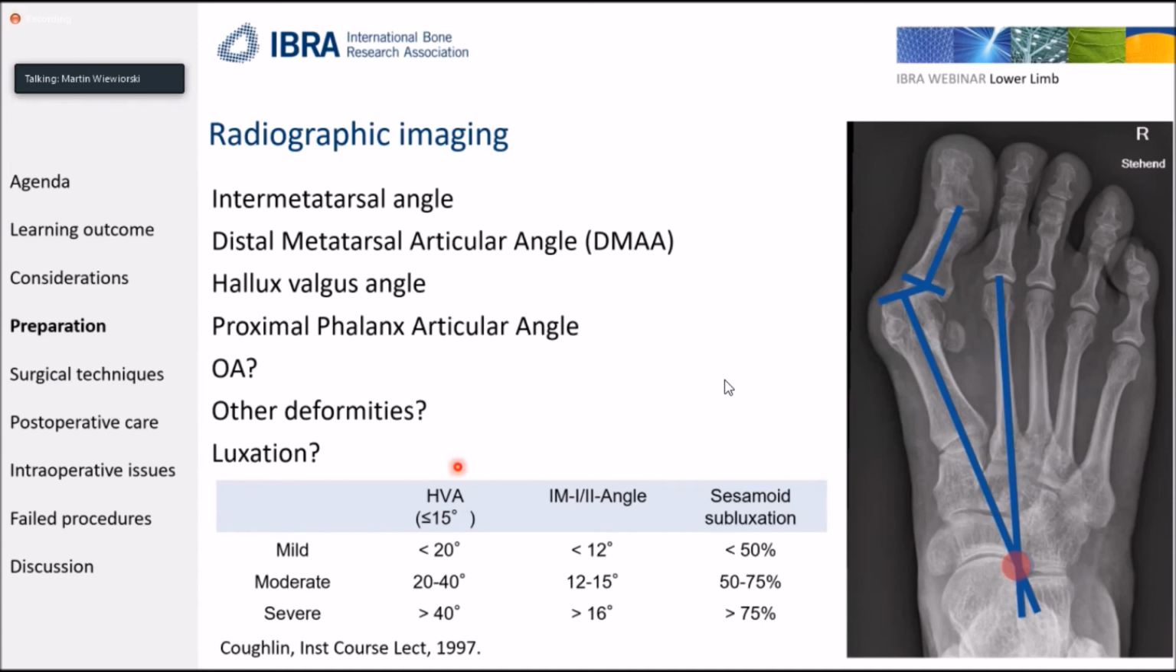Here below, we can see basically the standard classification of the Hallux Valgus. And as I said, for me, this intermetatarsal 1 and 2 angle, I think this is the most important one. I'm not really looking at the other aspects of this classification, which is a simple classification, basically subdividing Hallux Valgus deformity into mild, moderate, and severe, and was introduced by Coughlin.